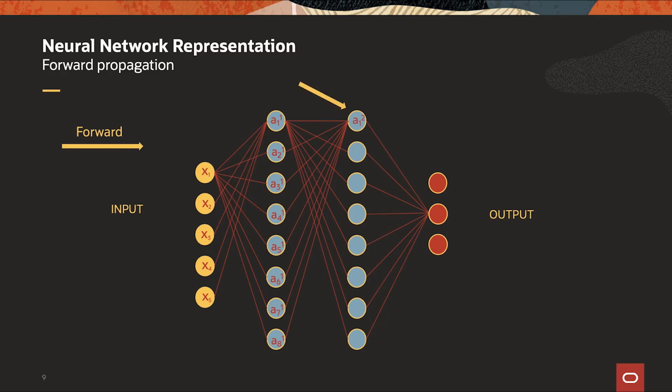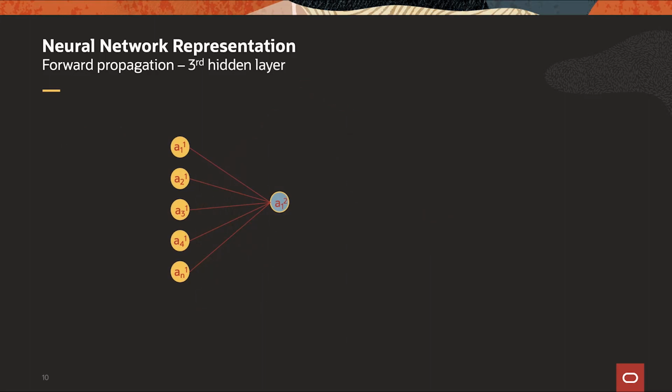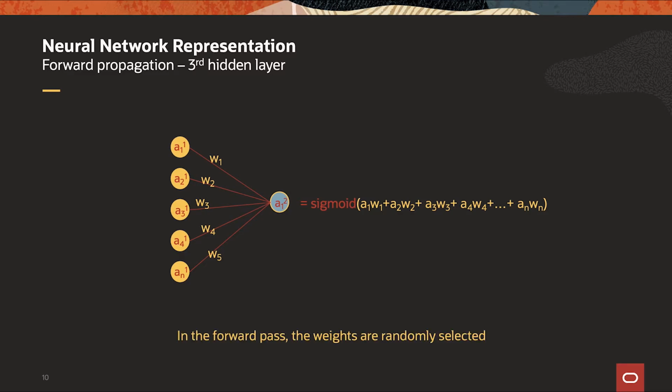Once we have done this with the first hidden layer, we jump to the second hidden layer, and we do the same calculation again. Here we have A1 but in the second layer, and we do this calculation exactly the same way as we did with the first hidden layer, with the difference that now we use the neurons from the first hidden layer. We pass some randomly selected initialized weights and use the sigmoid function again to calculate the values. As I said, in the forward pass, very importantly, the weights are randomly selected.